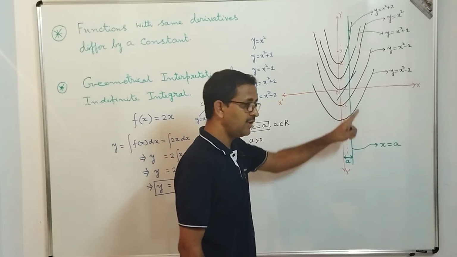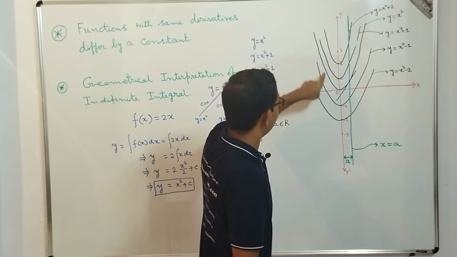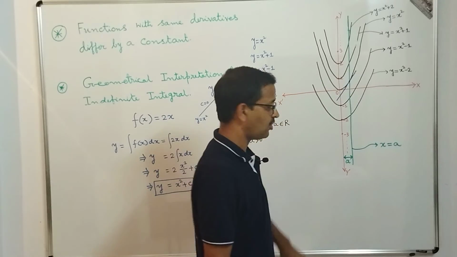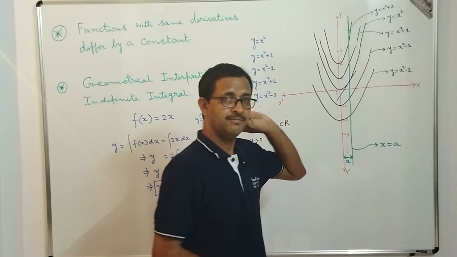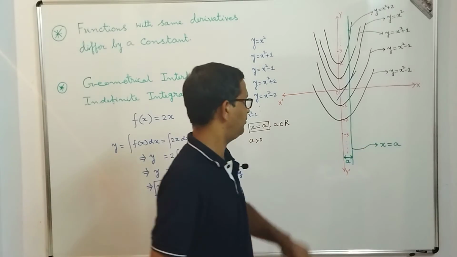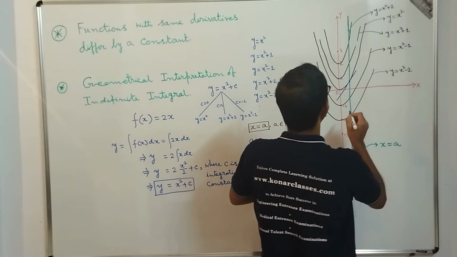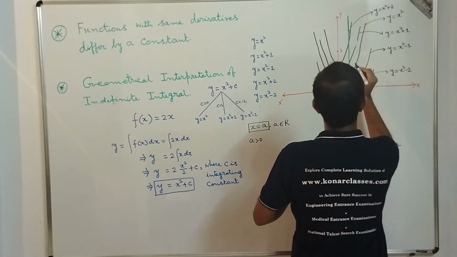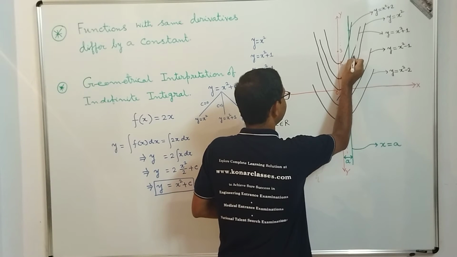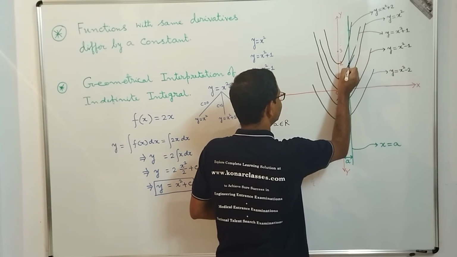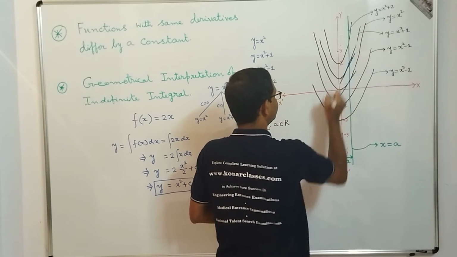So the first blue line I draw is the tangent to the curve y equal to x square at the point of intersection of the line x equal to a and the corresponding curve, which is a parabola. Now let's look into y equal to x square plus 1. So this is the point of intersection. Here also we can draw a tangent. It will look like this.